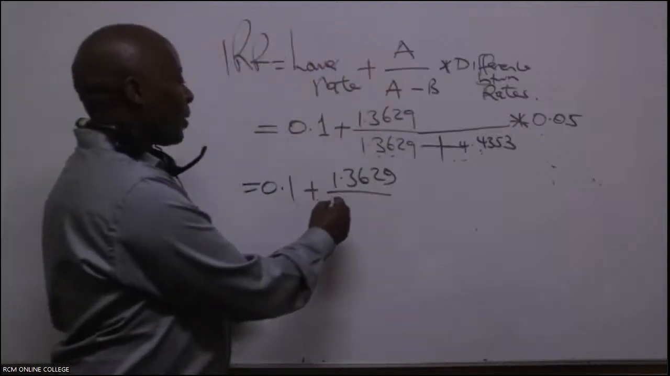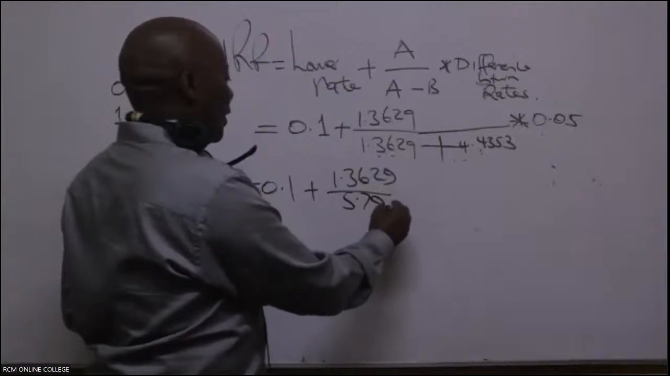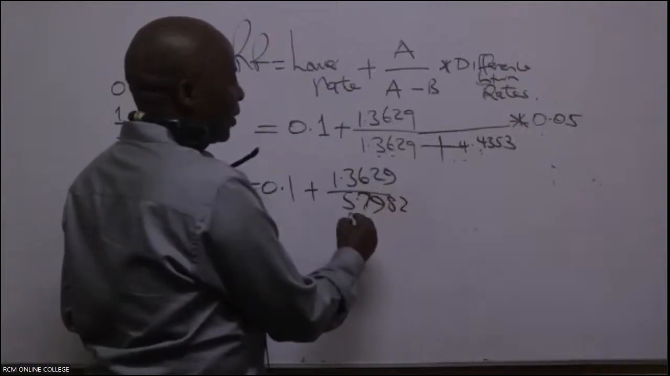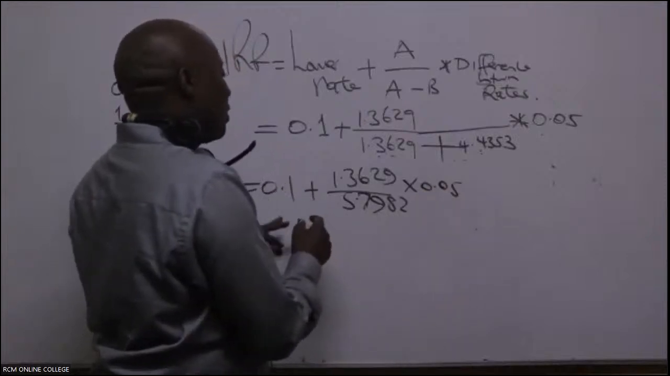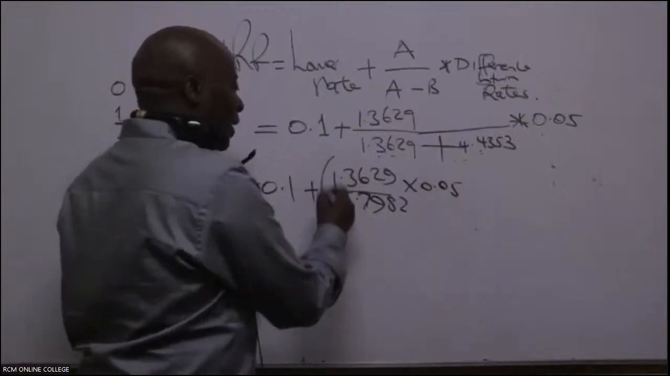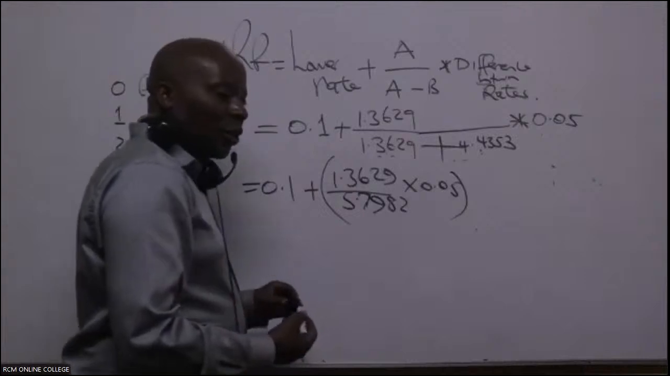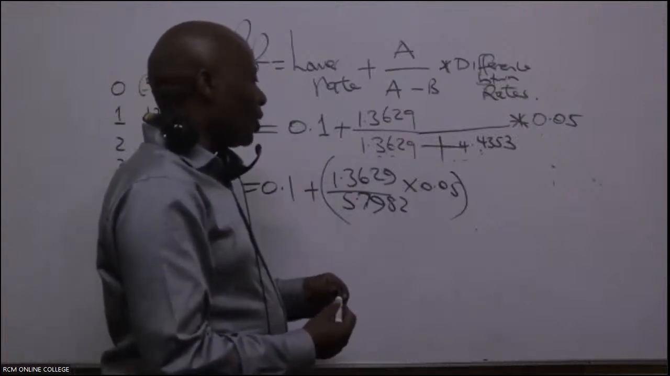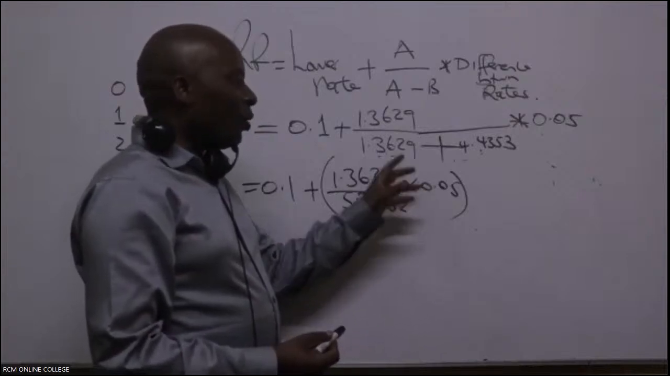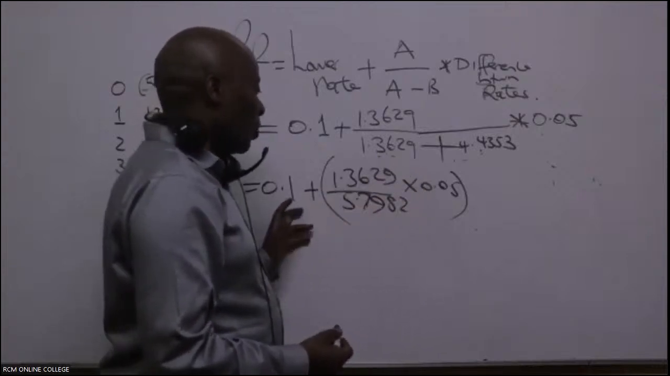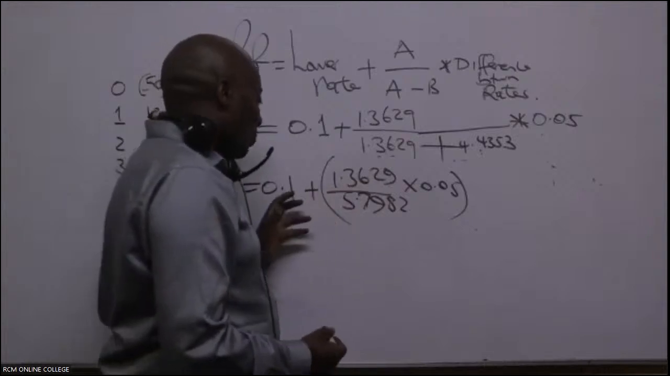5.7982, like that. So times this 0.05. Can you kindly put these figures in your calculator? You can even start with this multiplication. In your calculator, you say 1.3629 divided by 5.7982 times 0.05. Whatever answer you get, you say plus 0.1.